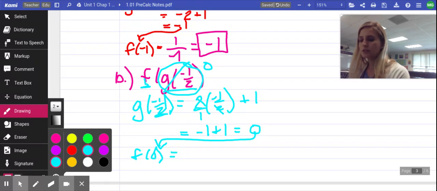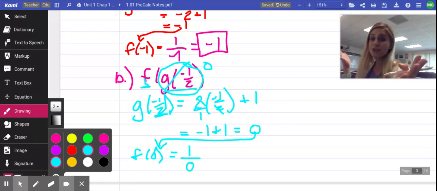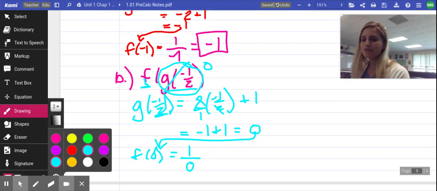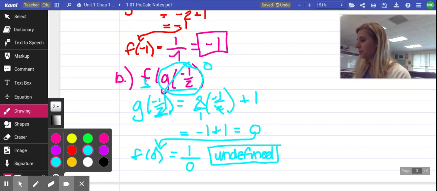So f of x is 1 over x. So everywhere I see an x, I'm going to put a 0. Oh no, it's a 0 in the denominator. What does that mean? You are right. I'm sure you said that it is undefined. So our final answer for letter B is undefined.